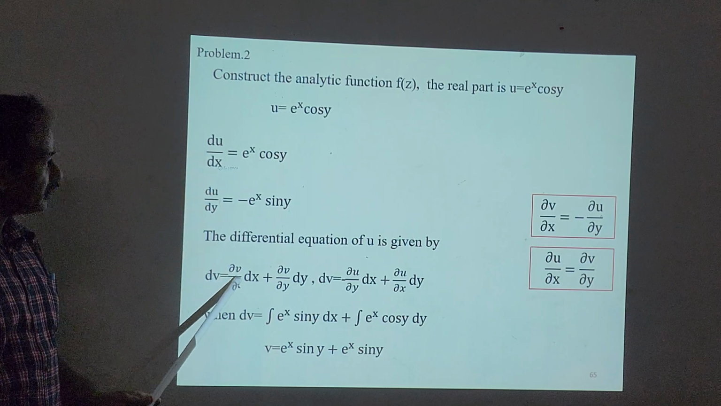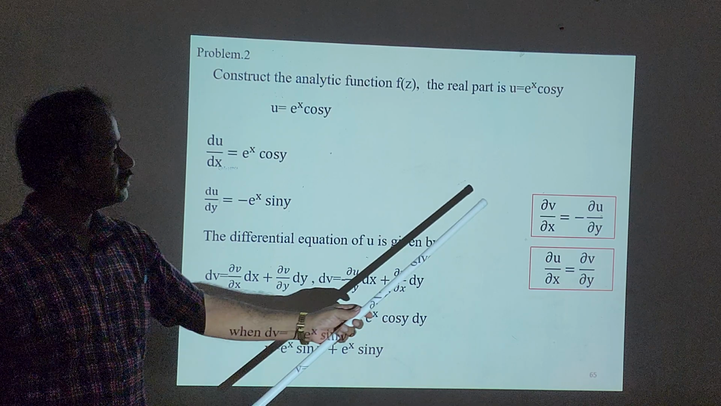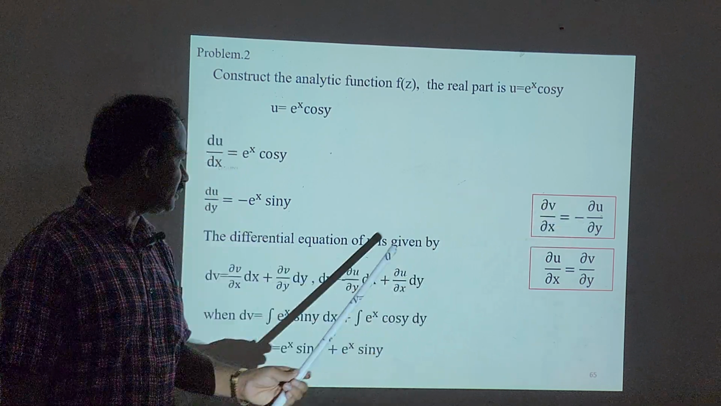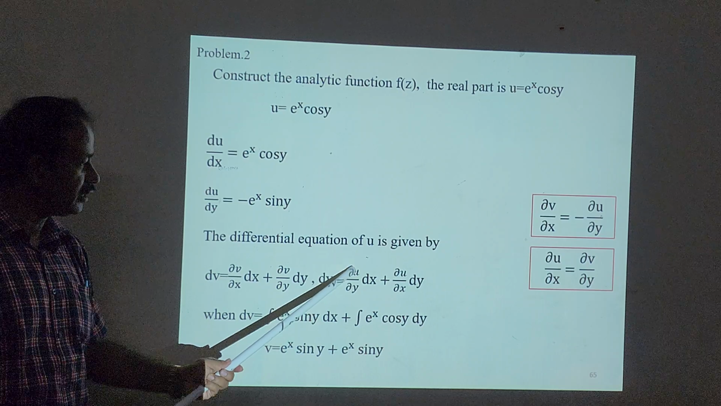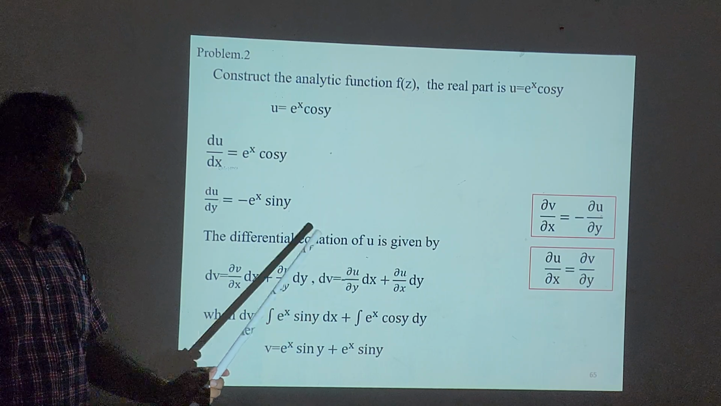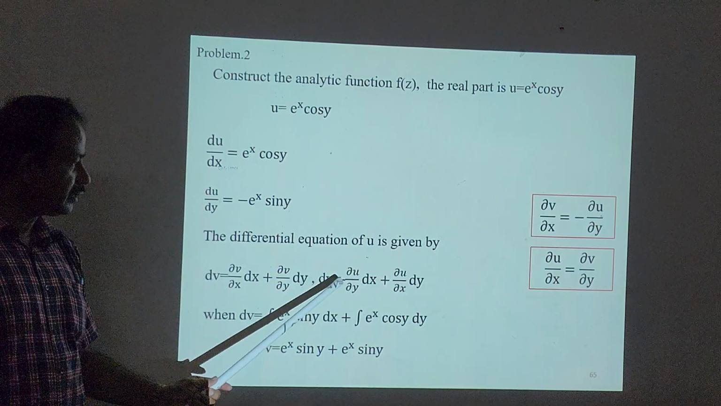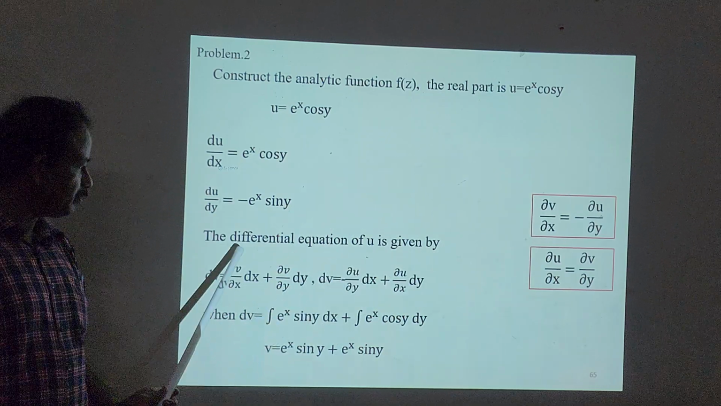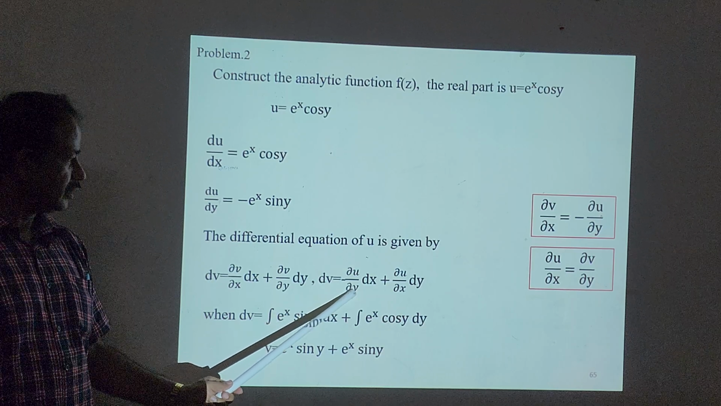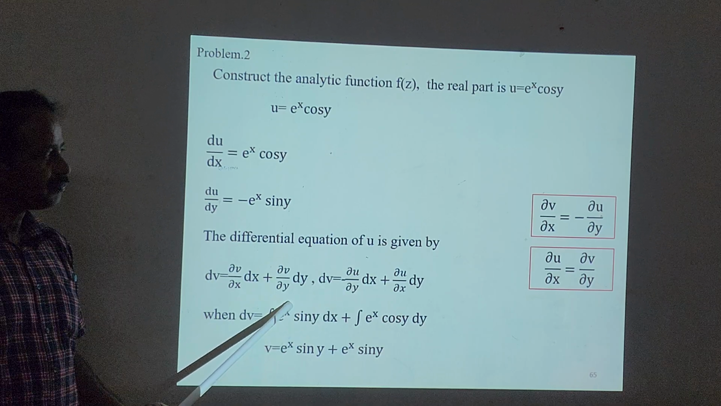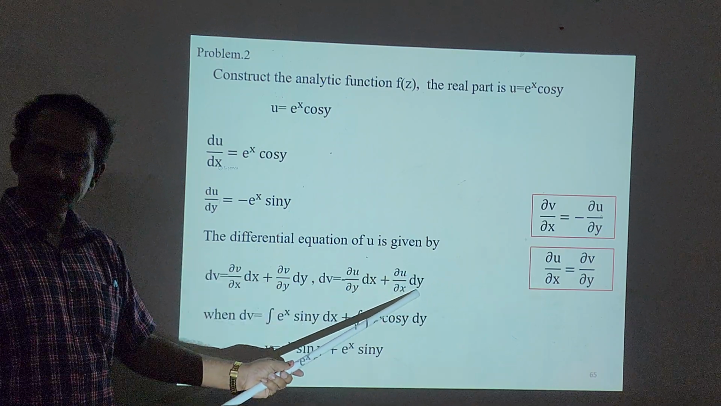Instead of dv by dx, I can write this as minus du by dy. So minus du by dy. Is it okay? Instead of dv by dx, use the CR equation and replace your dv by dx by minus du by dy. What is dv by dy? du by dx. See, du by dx.